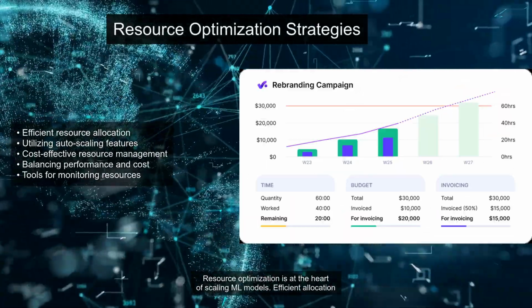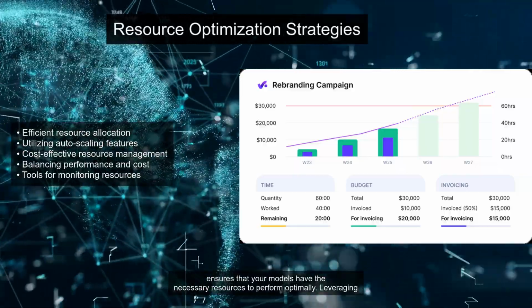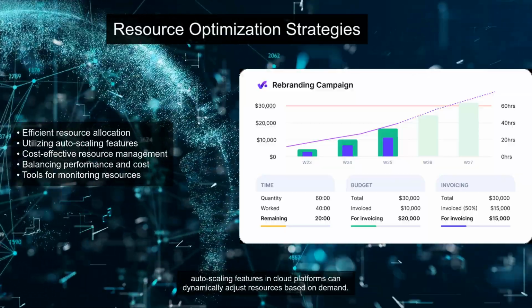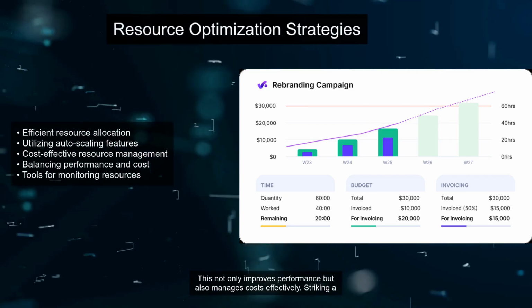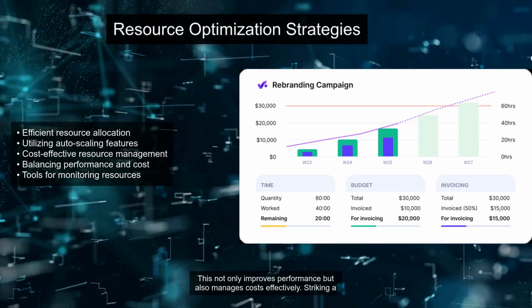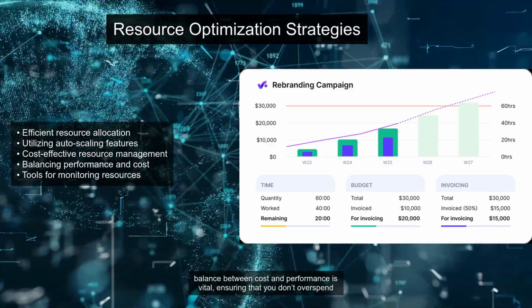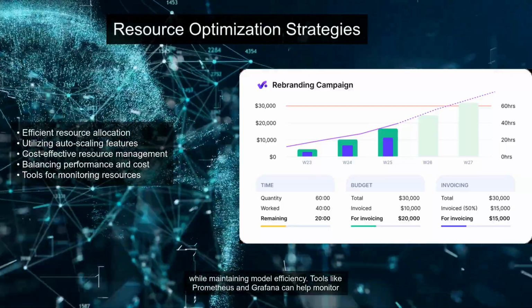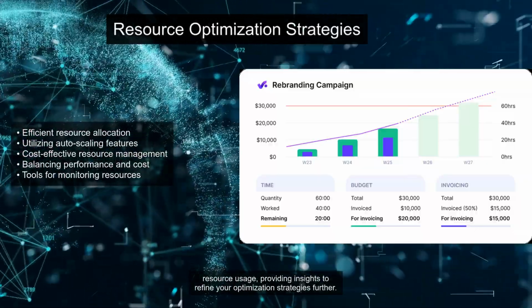Resource optimization is at the heart of scaling ML models. Efficient allocation ensures that your models have the necessary resources to perform optimally. Leveraging auto-scaling features in cloud platforms can dynamically adjust resources based on demand. This not only improves performance but also manages costs effectively. Striking a balance between cost and performance is vital, ensuring that you don't overspend while maintaining model efficiency. Tools like Prometheus and Grafana can help monitor resource usage, providing insights to refine your optimization strategies further.